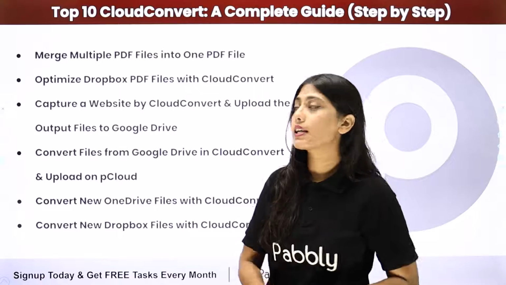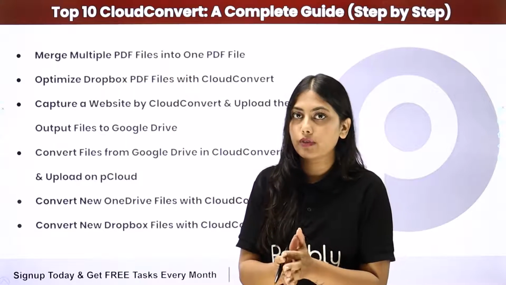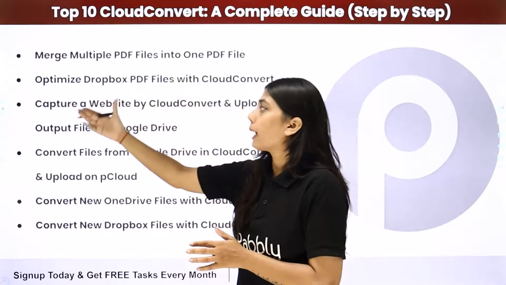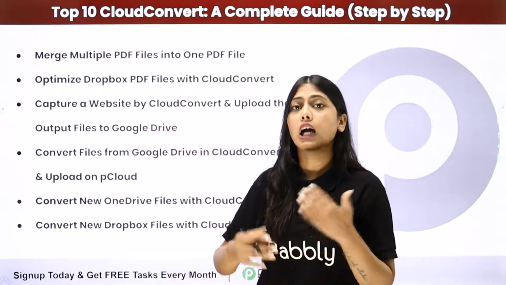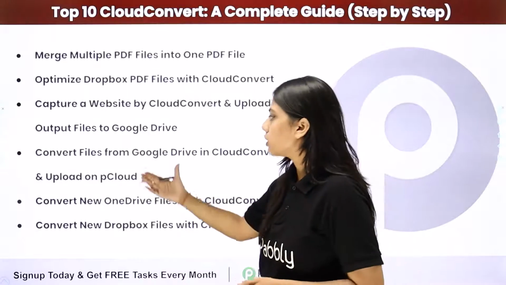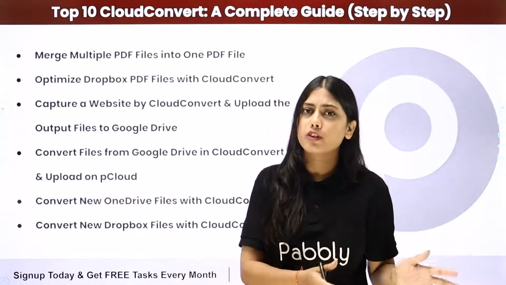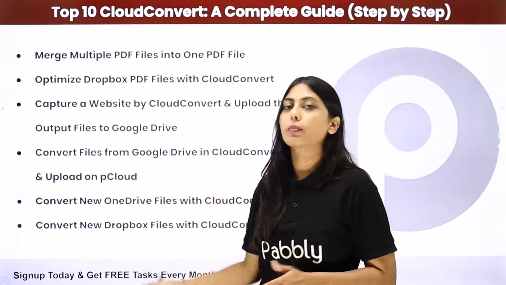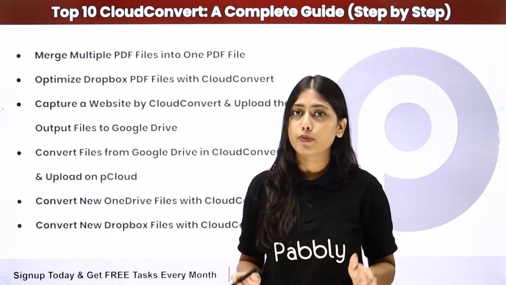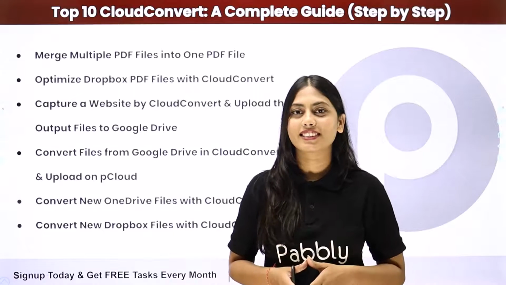The first one is that you can merge multiple PDF files and convert them into one complete PDF file. You can optimize Dropbox PDF files and save them. Then you can capture a website and save whatever output files to Google Drive. Then you can convert files from Google Drive, OneDrive and Dropbox as well, and further save them to some safe place. All of this is going to take place automatically, and there is much more to it. So let us learn with the help of Pabbly Connect how you're going to create these CloudConvert automations.